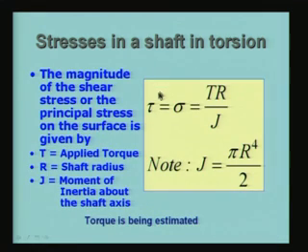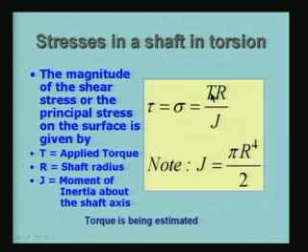So, let us look at the way this particular thing works. The magnitude of the shear stress or the principal stress on the surface is given by this formula: tau equal to sigma equal to T into R by J.